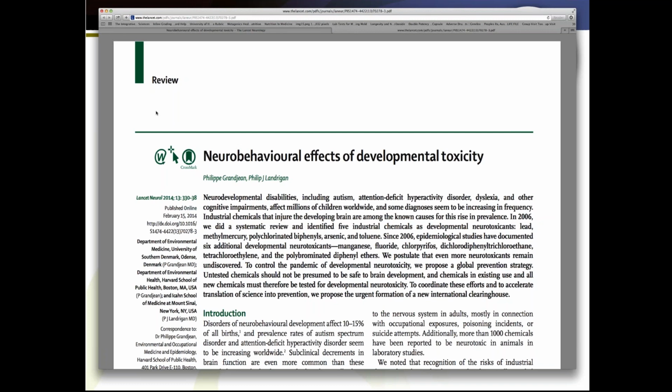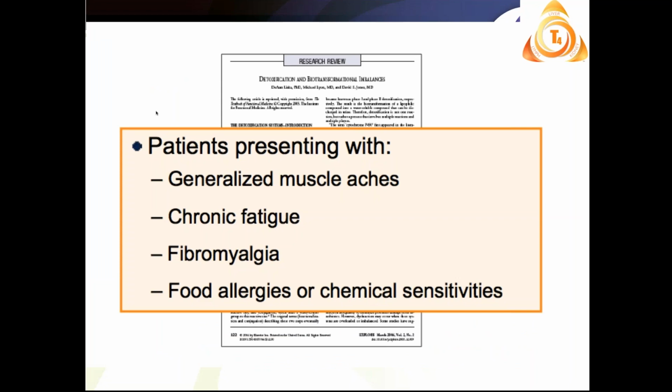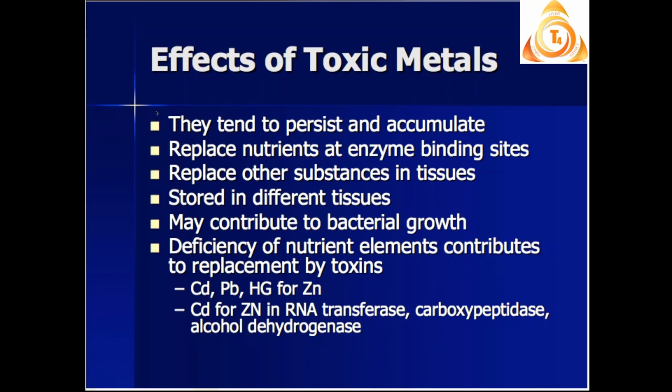And so these patients can be very, very sick because of the complexity of their immunologic, neurologic, endocrinologic imbalances. So how do these patients present with this multi-layer problem? Muscle aches, fatigue, fibromyalgia, food sensitivities, and chemicals. Here's a short list of effects of toxic metals.